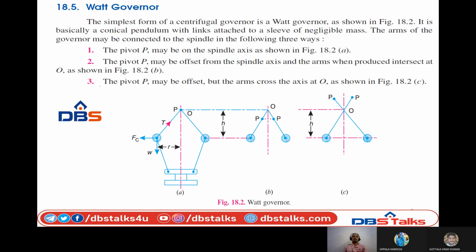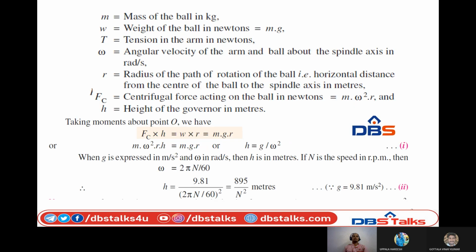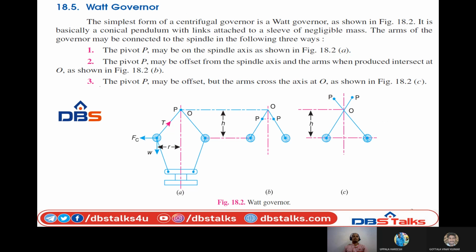Suppose let us consider the equation for that. Let m be the mass of the ball, so that the weight will be W, and T be the tension. Here the pink arrow pointing towards P shows the tension in the arms. Let omega be the angular velocity of the arm and ball about the spindle axis in radians per second, that means omega is 2 pi N by 60. Then let r be the radius of the path of rotation.